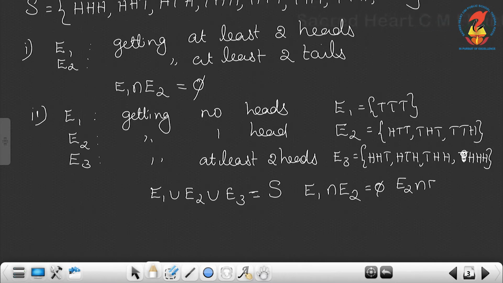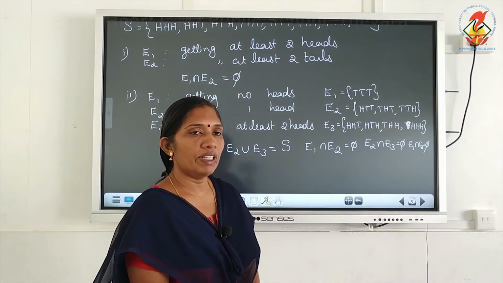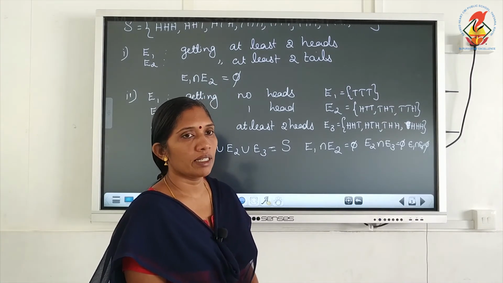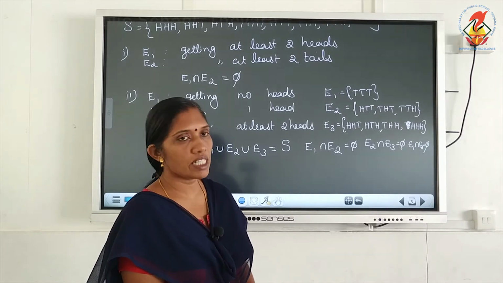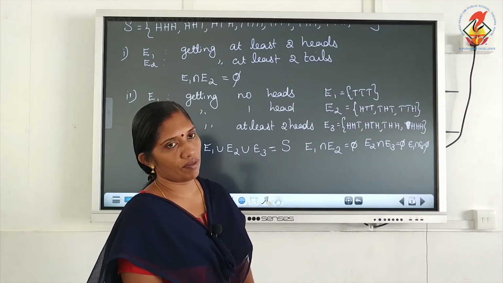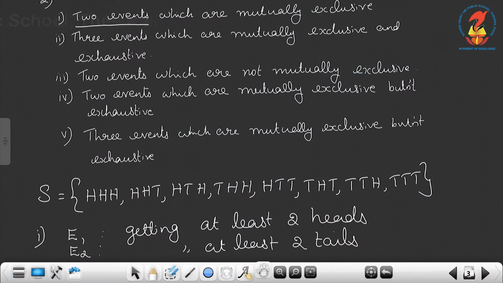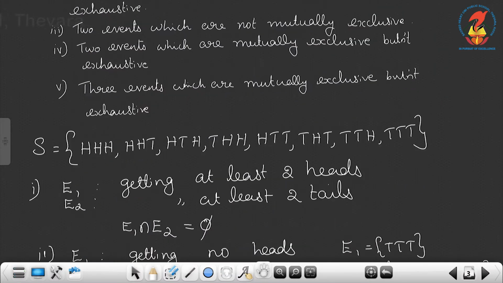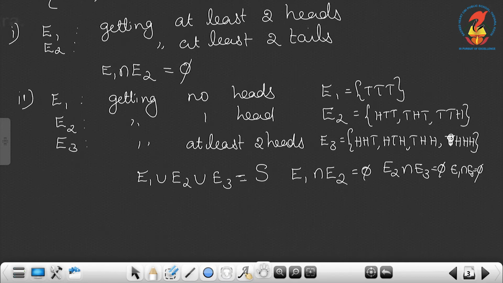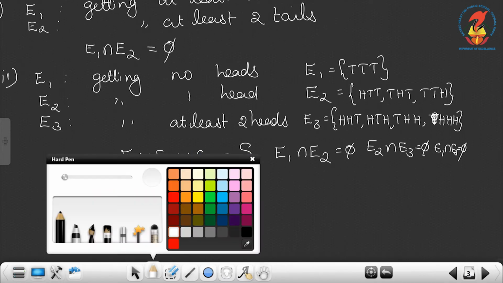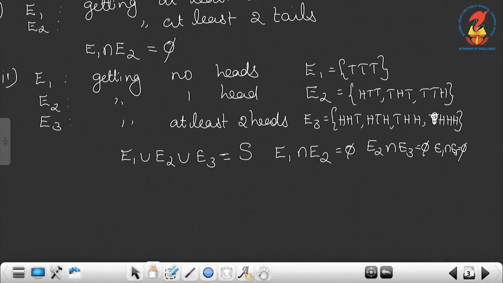E2 intersection E3 is the null set, and E1 intersection E3 is also the null set. So we can say E1, E2, E3 are mutually exclusive. They are pairwise disjoint and exhaustive. Now the third one: 2 events which are not mutually exclusive. Not mutually exclusive means the intersection is not the null set. So define 2 events which are not mutually exclusive.